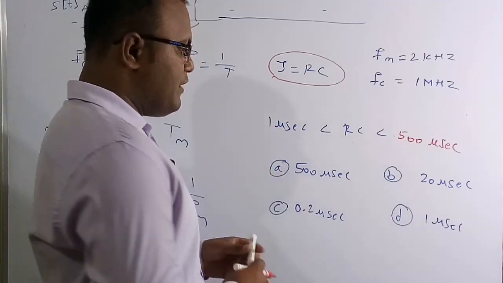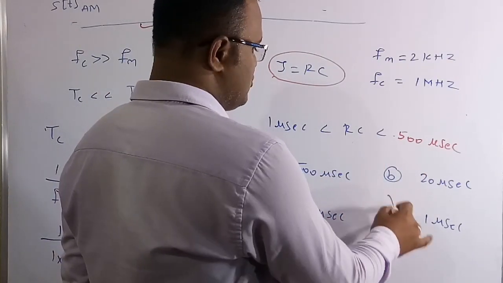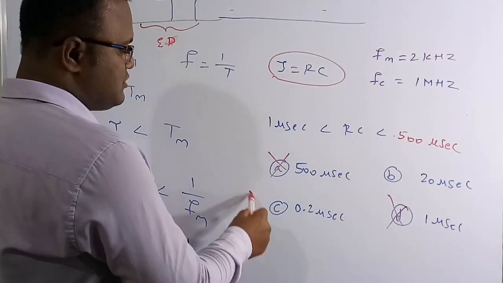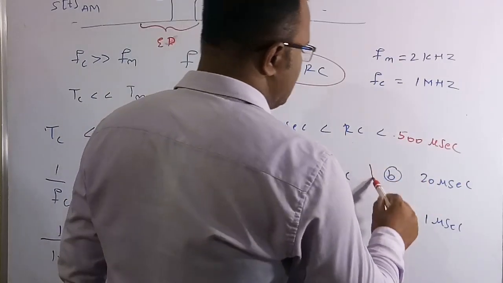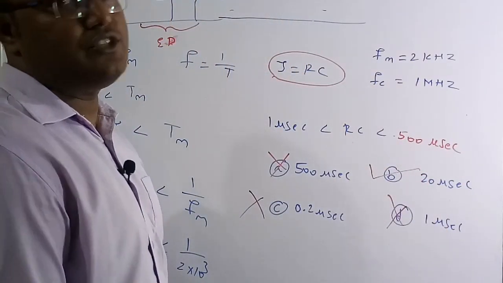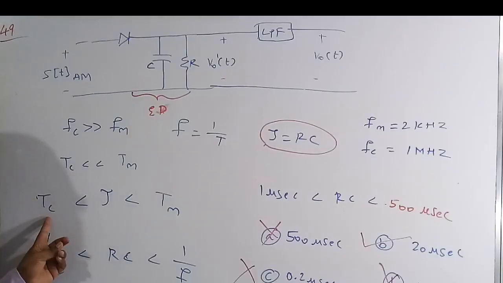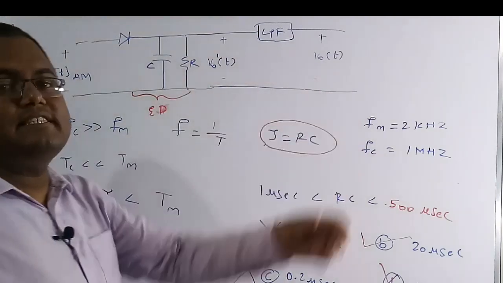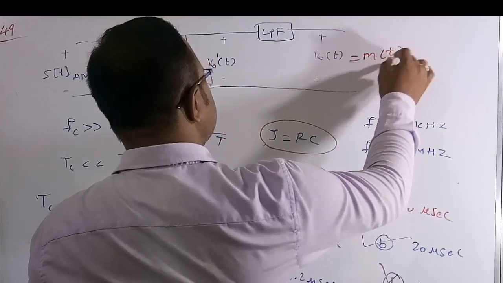In the question, 500 microsecond is not an option since it has to lie between, so this is not the case and this is also not the case. This one, 0.2 microsecond, is even lesser than 1 microsecond, so this is also not the case. Only 20 microsecond lies between 1 microsecond and 500 microsecond, so this is the correct solution. Always the time constant has to lie between the time period of the carrier signal and the time period of the message signal. Then only we are going to get the output as the message signal M of t.